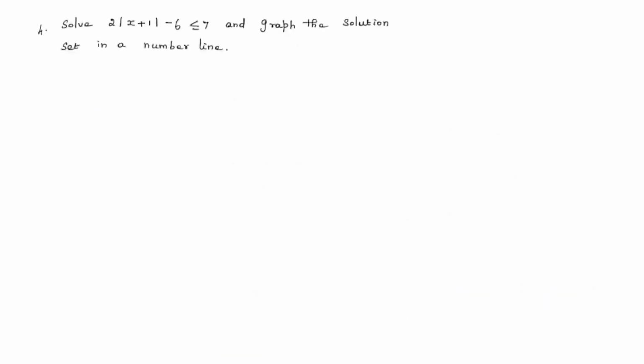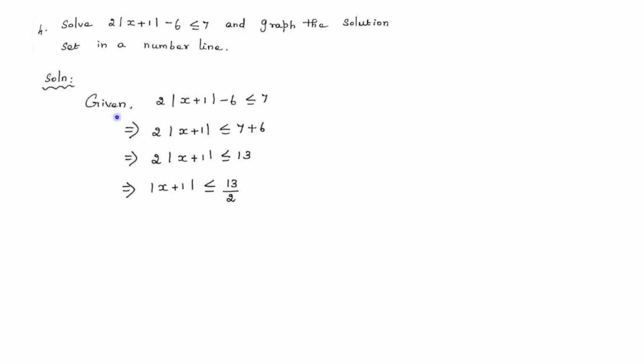Now we are going to see the fourth sum. Solve 2 into modulus of x plus 1 minus 6 less than or equal to 7. Here also we are going to find the unknown value, that is the x value, and graph the solution set in a number line. We are going to represent that x value in a number line. See the solution. Here first you have to write the given data. That is 2 into modulus of x plus 1 minus 6 less than or equal to 7.